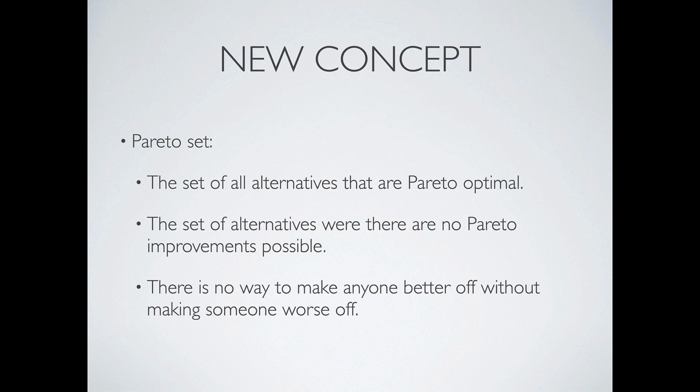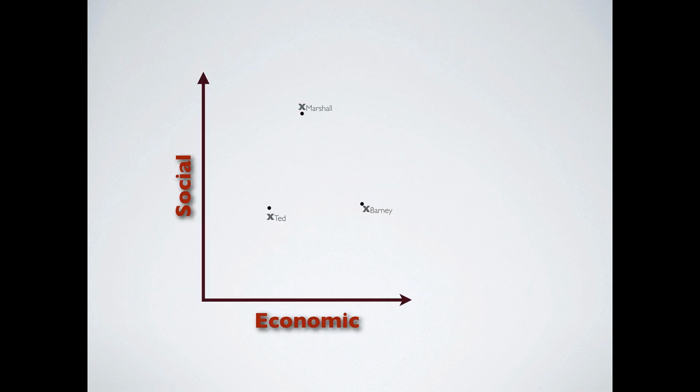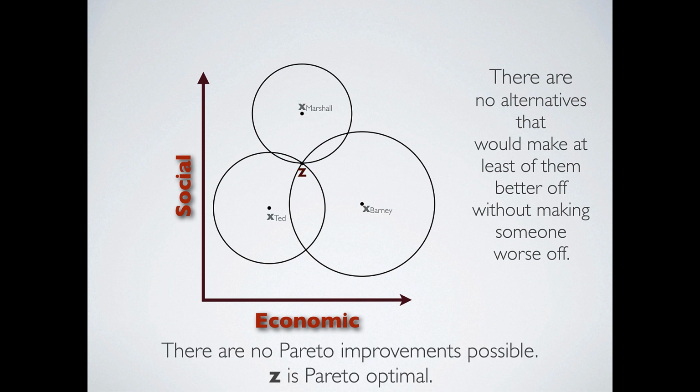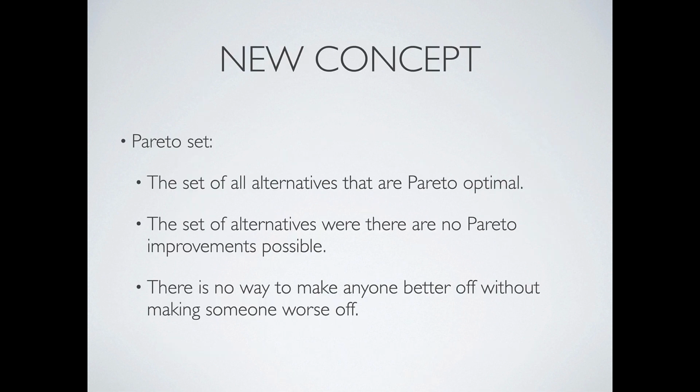All right. So the Pareto set is the set of all alternatives that are Pareto optimal. Another way to say that is the Pareto set is the set of alternatives where no Pareto improvements are possible. That was the case of Z here. Z is in the Pareto set. There are no Pareto improvements possible. I can't move away from it without making at least someone worse off. There's no way to make anyone better off without making someone worse off. So that's the Pareto set.